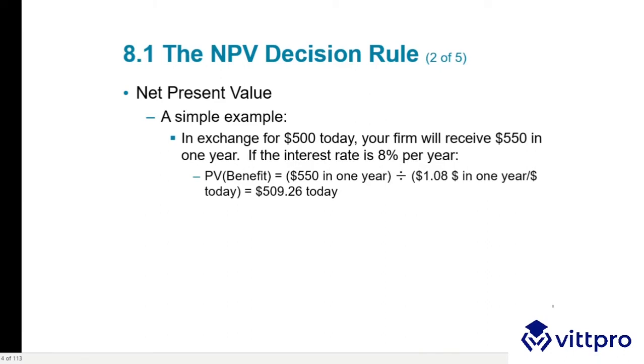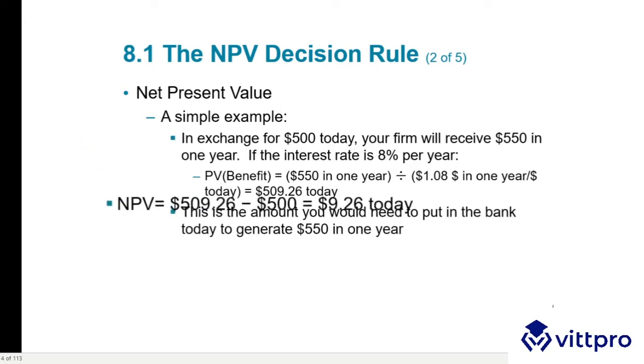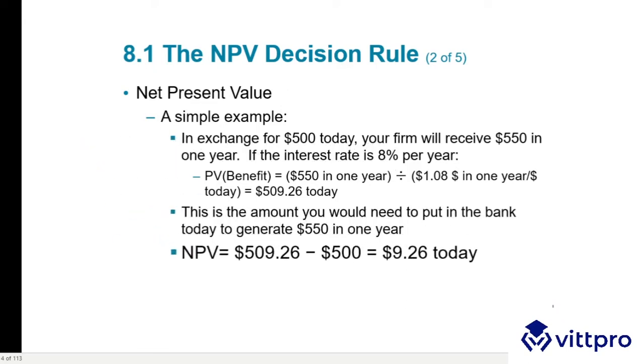A very simple example of net present value: if you invest $500 today, your firm will get $550 in 1 year. If your interest rate is 8%, the way to calculate is the PV of benefits, i.e. the 550 divided by 1.08, which is $509, and the present value of the cost today is 500. So the net present value will be $9.26 today.